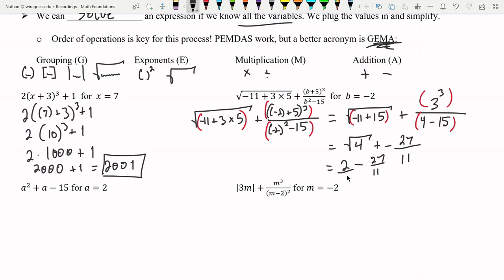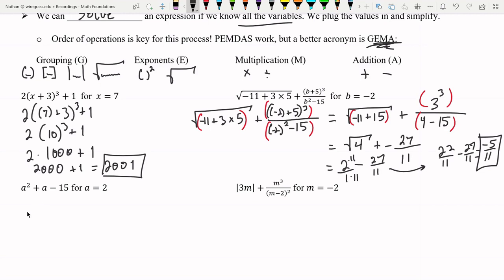I need to get common denominators to subtract these fractions. So I need to multiply it by 11 on top and bottom. That's going to give me, let's just put it over here, 22 over 11 minus 27 over 11. I can subtract the numerators, keep the denominator. 22 minus 27, we start at 22, we go to the left 27 units. That's going to be -5. So -5 over 11 is my final answer there.